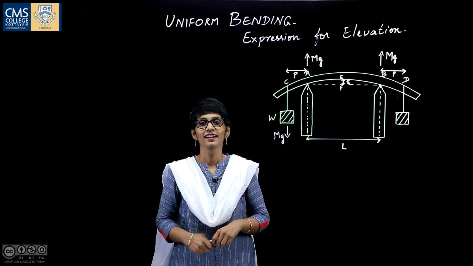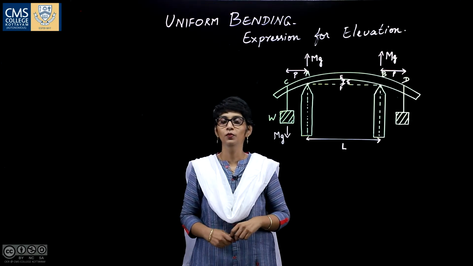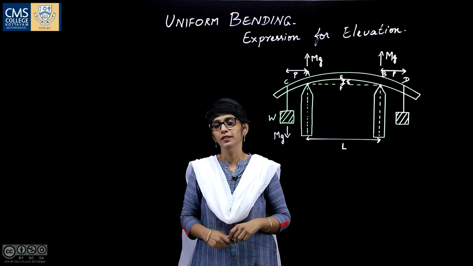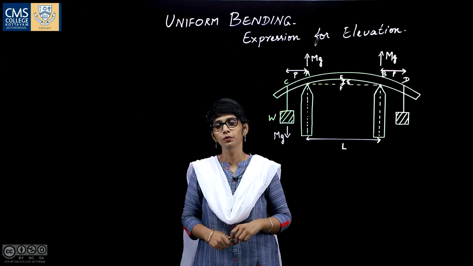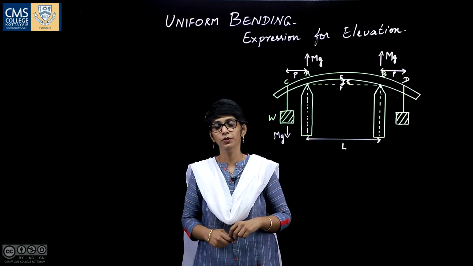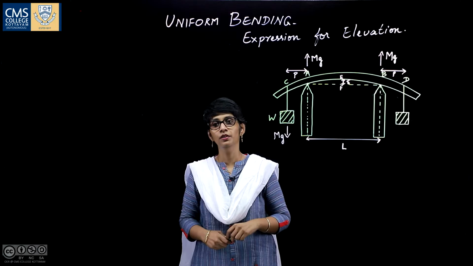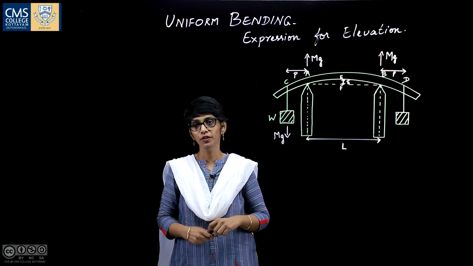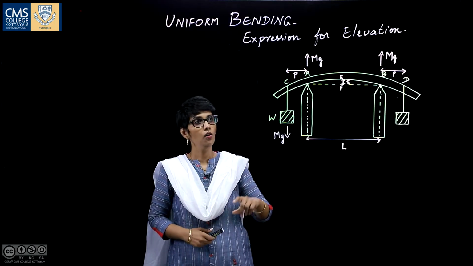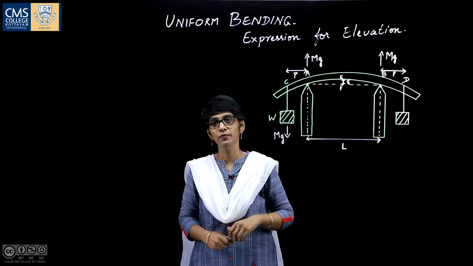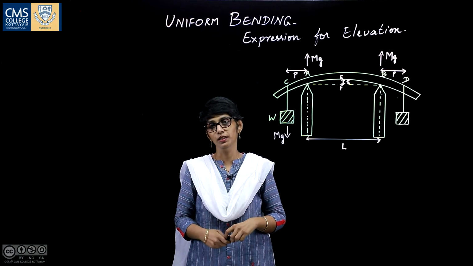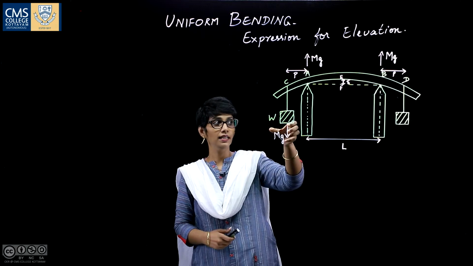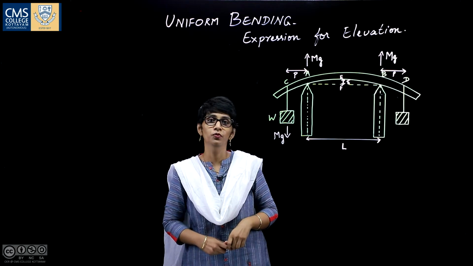Hello everyone. In the last videos, we derived the expression for depression in non-uniform bending. In this video, we are going to derive the expression for elevation in uniform bending. Bending is said to be uniform when all points on the neutral axis have the same radius of curvature. A beam loaded symmetrically at its ends shows uniform bending.